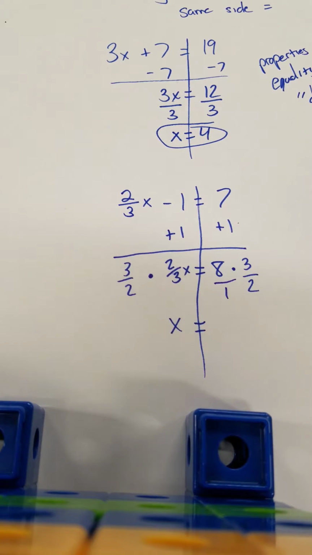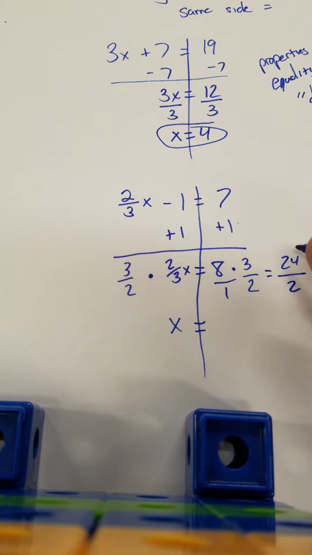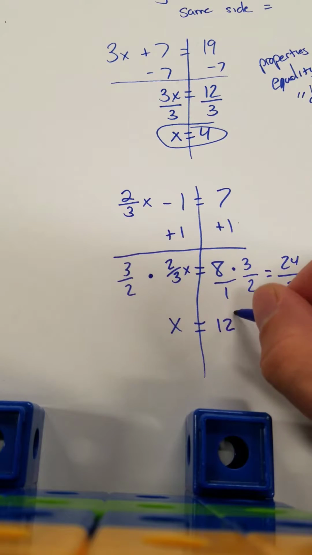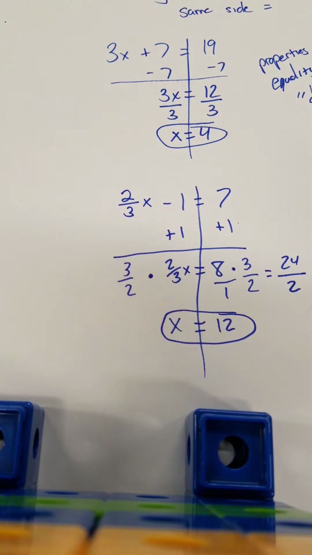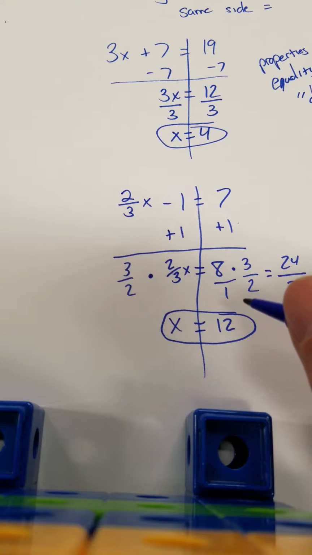Now this is 8 over 1, so you can type it into a calculator if you would like. But 8 times 3 is 24 over 2 times 1, which is 2. Then 24 divided by 2 is 12. So that would be my answer. But again, do the thing farthest away from x first.